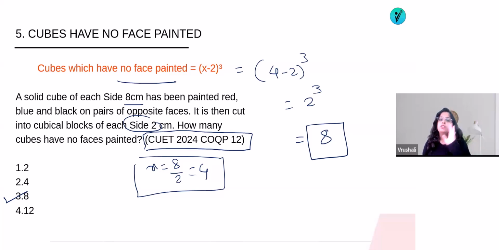So we have seen 3 faces painted, 2 faces painted, 1 face painted and no face painted. All these are the most important questions. So I hope you have understood this trick.